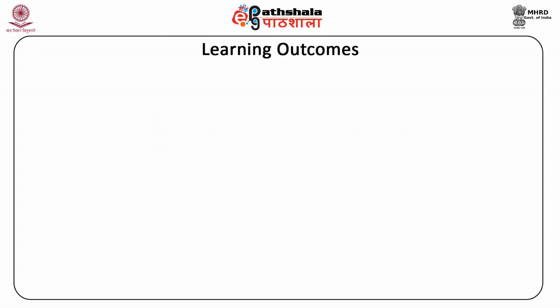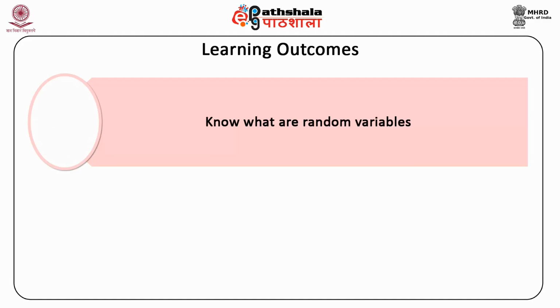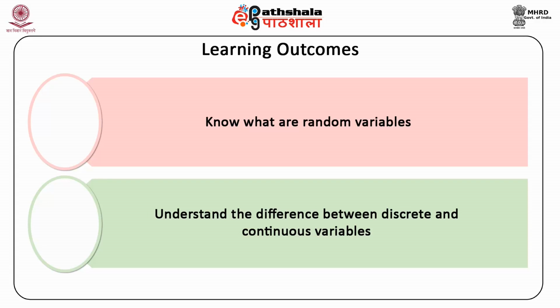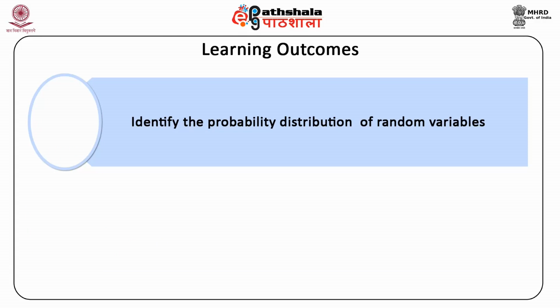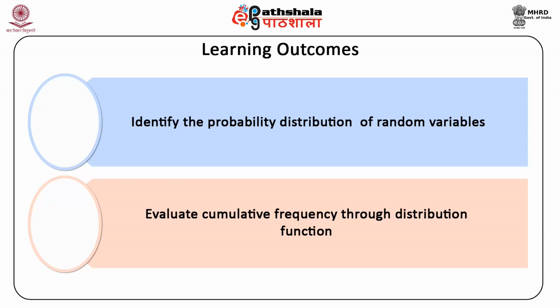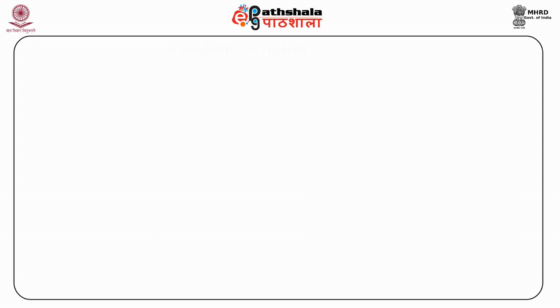After studying this module, you shall be able to: number 1, know what random variables are. Number 2, understand the difference between discrete and continuous variables. Number 3, identify the probability distribution of random variables. Number 4, evaluate cumulative frequency through the distribution function. Let us begin by understanding the meaning of a random variable.